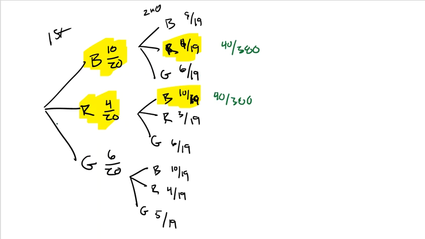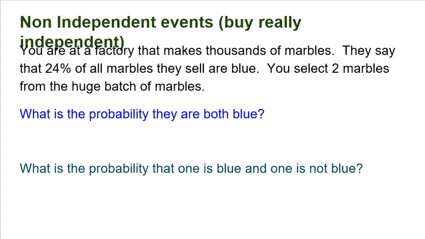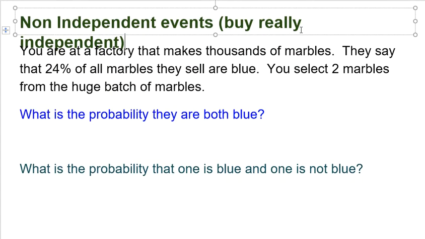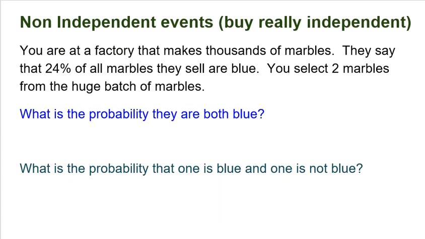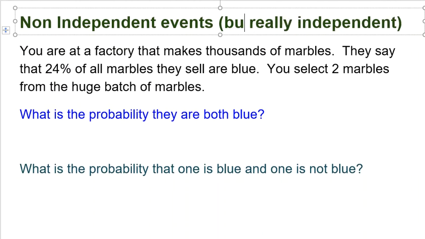So sometimes tree diagrams are really nice. It helps kids really kind of follow through what could happen. All right. Now let's talk about events that are, well, let me fix this. Kind of a little bit more. Okay. They're non-independent events, but they really are independent. Well, typo there too. Man, I'm terrible today.